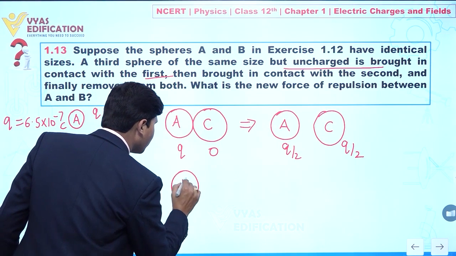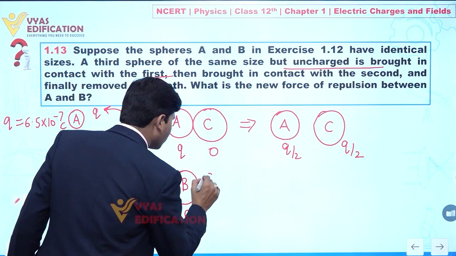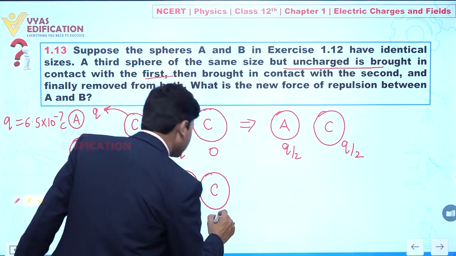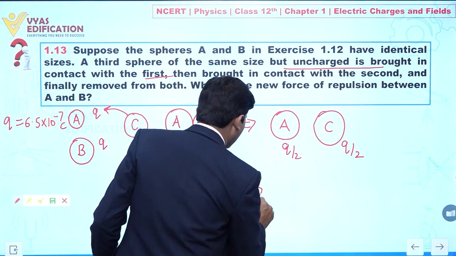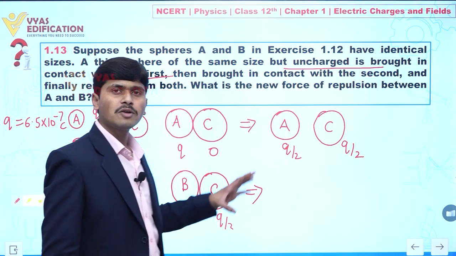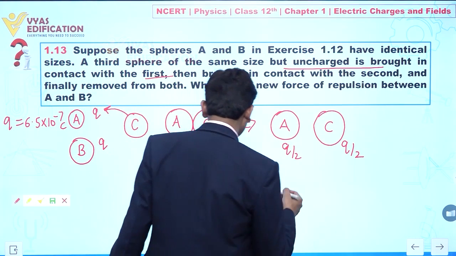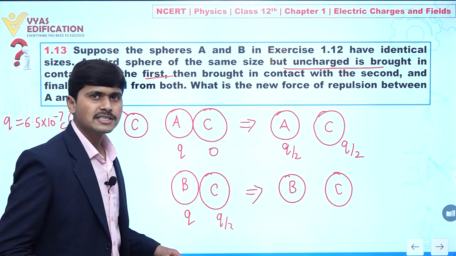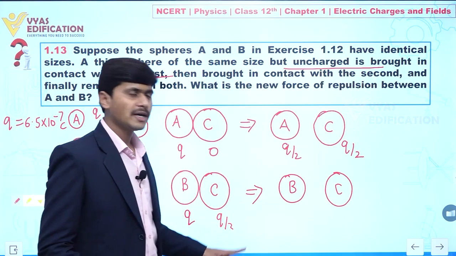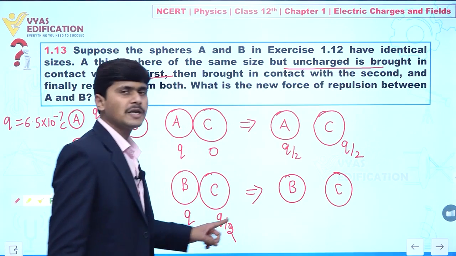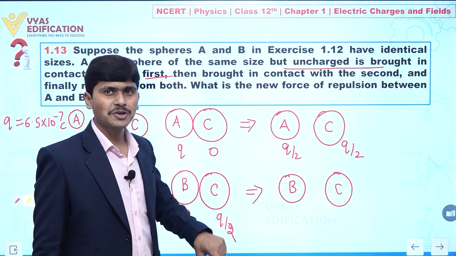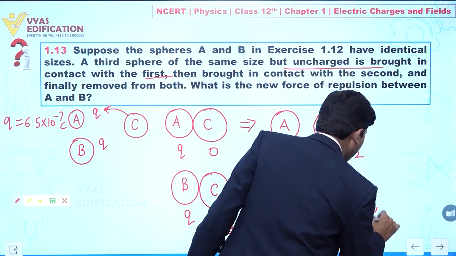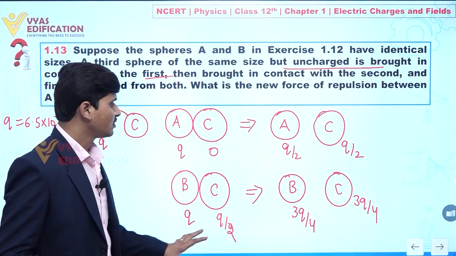Now it is given in the question, then it is brought in contact with the second, means now here we have B and B is having charge Q. Now this C comes into contact with B, and it is given here the charge is Q by 2. Now again charge is equally distributed on both spheres. So we can write like this. Now we have B, this is C. Now we can say average charge we will take Q plus Q by 2. Here we have 2. So Q plus Q by 2, this is 3Q by 2 divided by 2. So we can say here we have charge 3Q by 4 and this is also 3Q by 4, clear. So this is the charge.